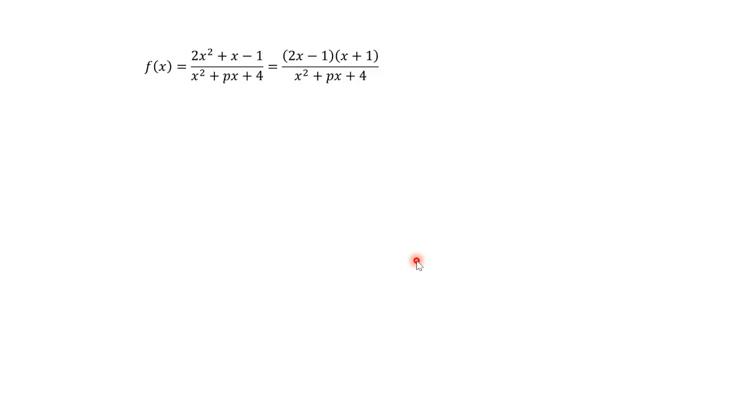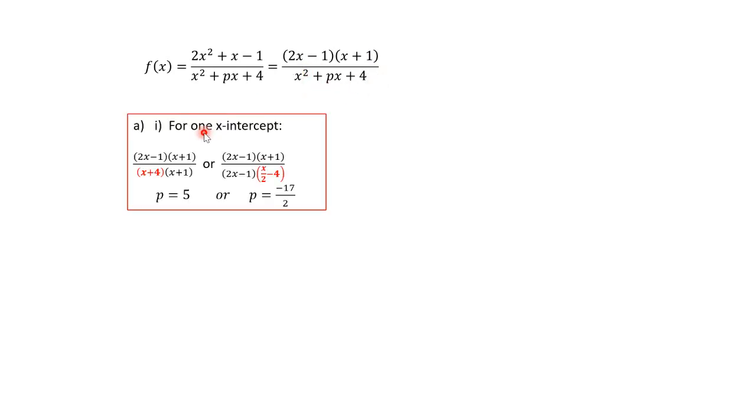Okay, so let's go through this. So let's start with the first question, which is one x-intercept. So straight away, the first thing I always do is I factorize my numerator. Okay, it just makes so much more sense. All right, now for me to have one x-intercept, that means that I should only have one bracket upstairs and not two. At the moment, I've got two x-intercepts. So for me to have one, one of these brackets must cancel with a factor in the denominator.